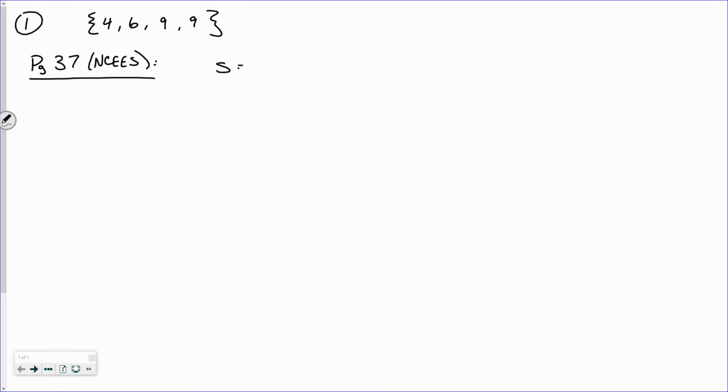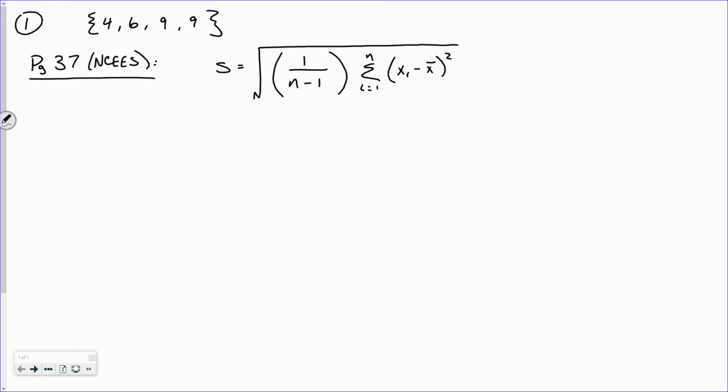We get that the sample standard deviation is as follows. It's the square root of 1 over n minus 1, where n is the number of terms in your data set, times the sum of your deviations squared. Actually, no, that wouldn't be the right term. The variance is essentially your sample standard deviation squared, so I don't want to use that.